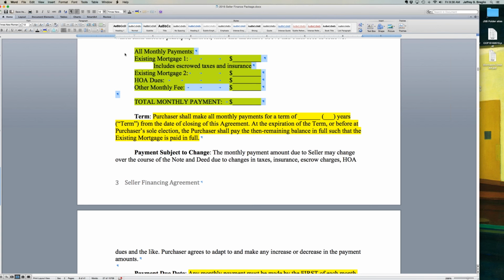I mean, as a title officer, I get people all the time doing seller financing deals. And they say, "Oh yeah, my payment's gonna be $900 a month." I'm like, "Well, does that include taxes and insurance?" They're like, "I don't know." Well, don't you think it's important to know?